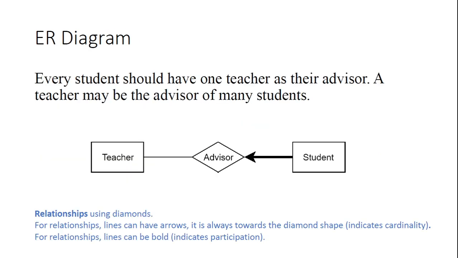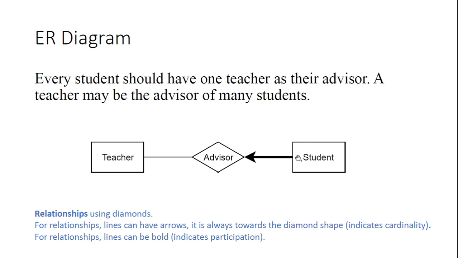And going back to our description, it was saying that every student should have one teacher as their advisor. A teacher may be the advisor of many students. So we are only focusing on one part of the ER diagram, so the other parts are not shown here. Otherwise, user was the parent of the teacher and the student. But we are defining this relationship between the teacher and the student, and it's saying that every student should have one teacher as their advisor, exactly one teacher, not less, not more.